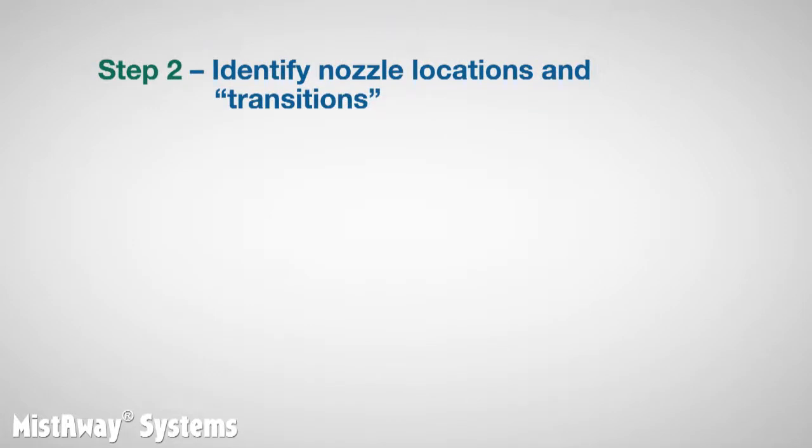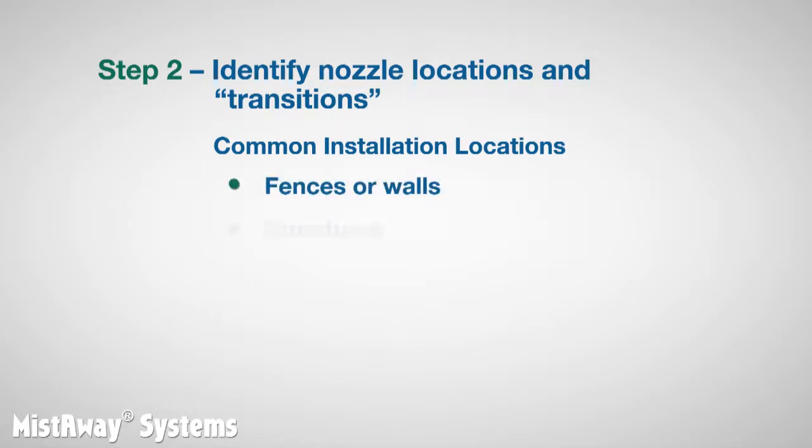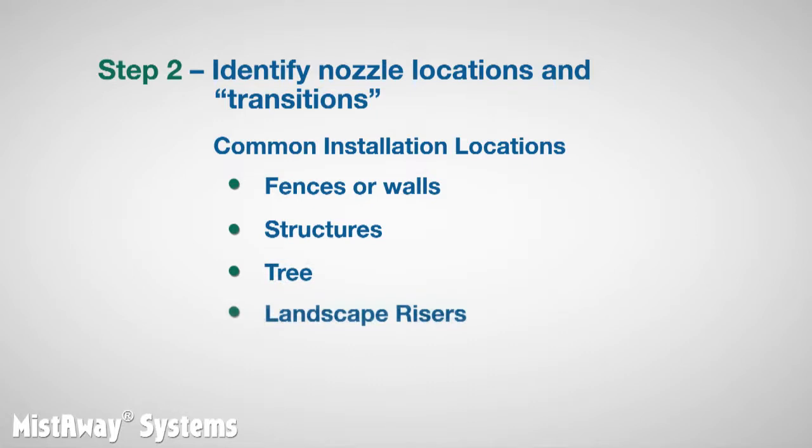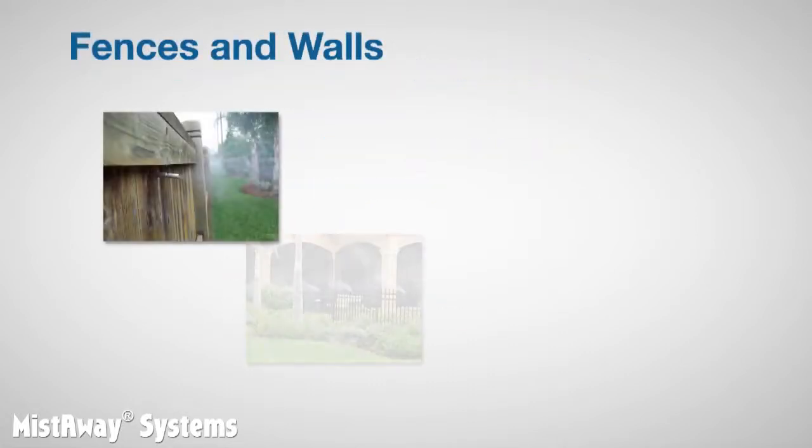In step 2, you'll identify surfaces that you can use along the nozzle circuit path to install nozzles, and think about how you'll make the transitions from one surface to another, which sometimes requires that you get creative. The most common installation locations fall into 4 general categories: fences or walls, the home or other structures, trees, and in landscaping on risers. Probably the most common installation surfaces are fences or walls.